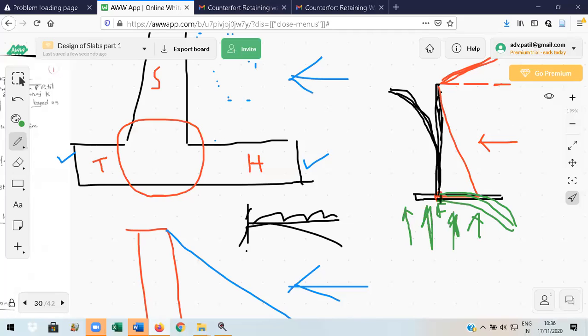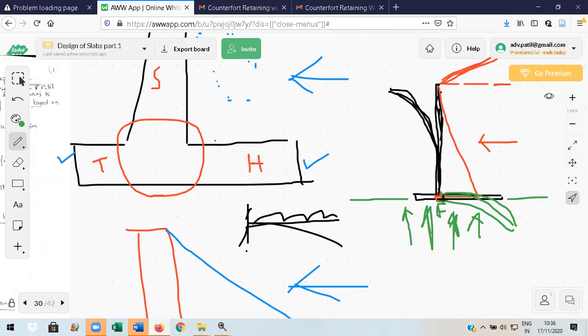Why is it not sinking down? Why does it remain there only? There has to be some force acting upwards so that the equilibrium is maintained. It is not going down. This is what we call the net upward pressure. The net upward pressure is responsible for keeping the retaining wall in the same position. It remains here because of the net upward pressure. In this way, the equilibrium is maintained.